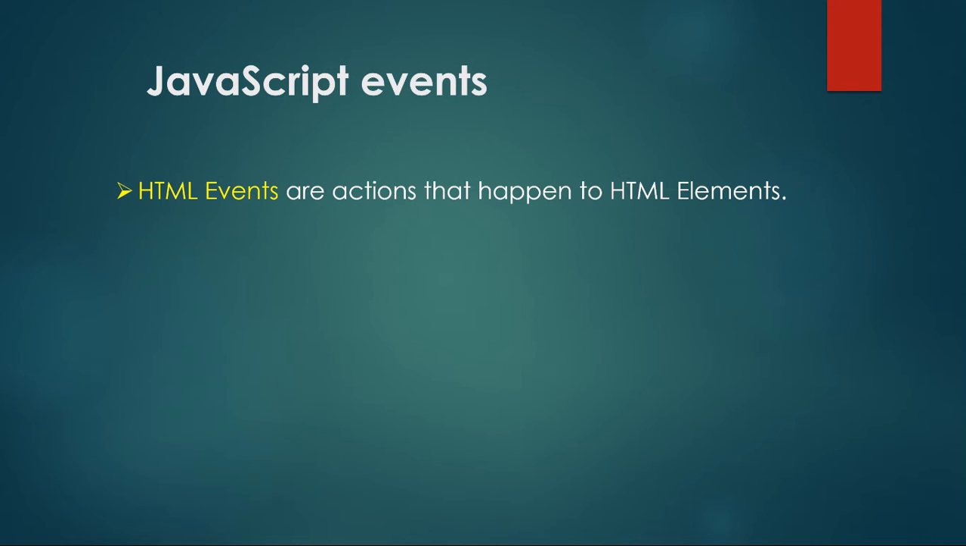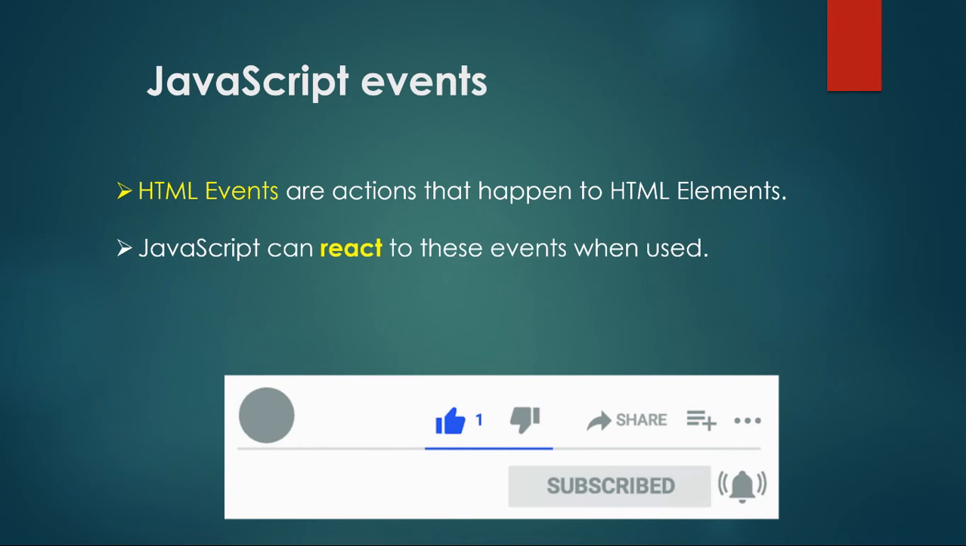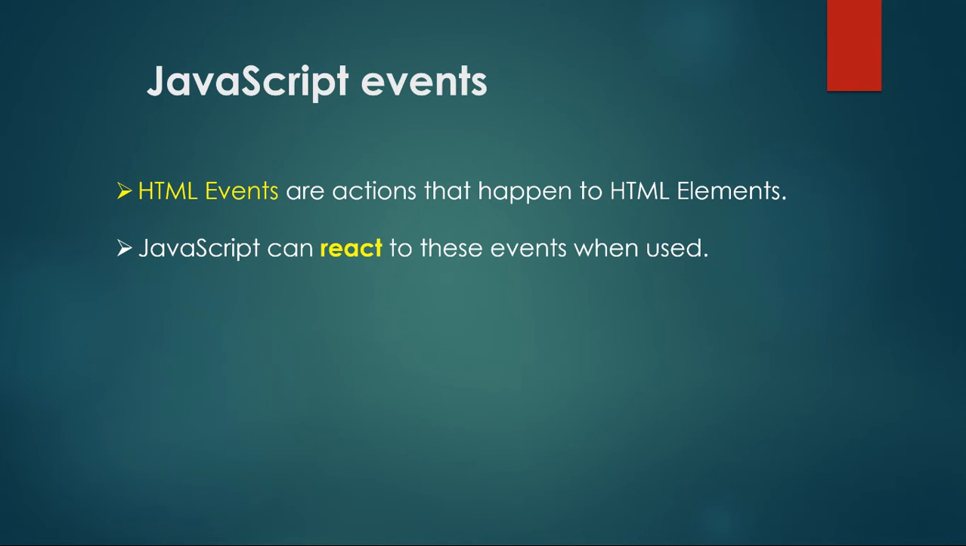But events should react to our action. For example, whenever we put our cursor on an element or whenever we click a button, we expect an action or a reaction to be shown in response to our action. So this is possible with JavaScript. JavaScript can help us make an event react to our actions.